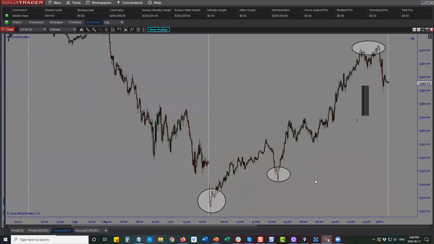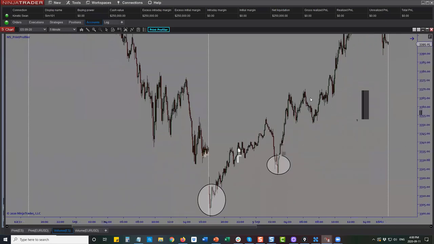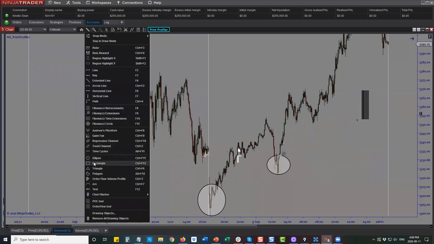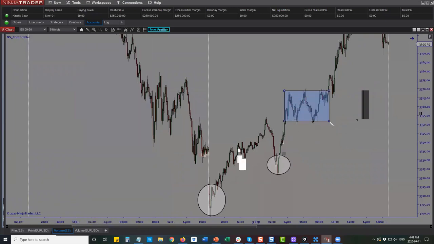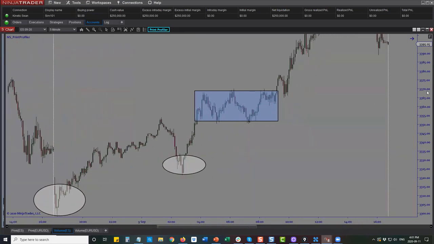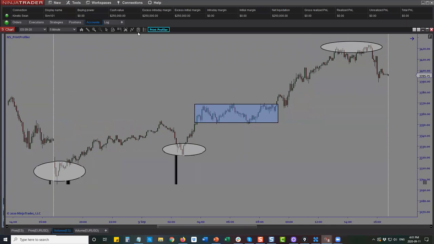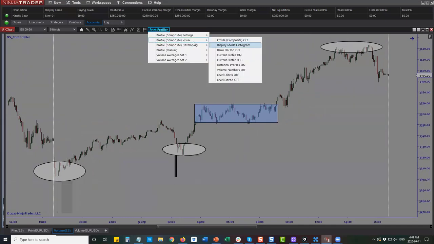So if I just take a look at those three areas, I could also say that this is a pretty significant area too. This is more of a consolidation area that ended up breaking out. You can see that, like, we had a big consolidation, we pushed out. So let's just take what we call the manual profile tool, and I'm going to draw profiles over those areas.